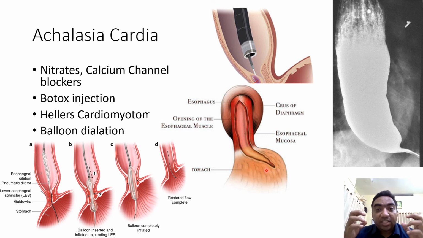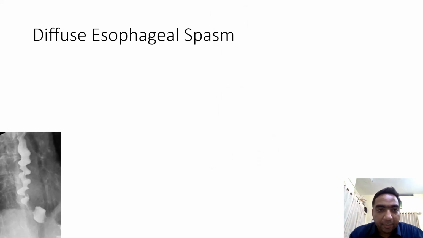And finally, instead of cutting it like that, we can disrupt it by putting inside a balloon dilatation. By putting a balloon and inflating the balloon, we can disrupt the lower esophageal sphincter, again causing loosening of the lower esophageal sphincter. That is the treatment of Achalasia Cardia.